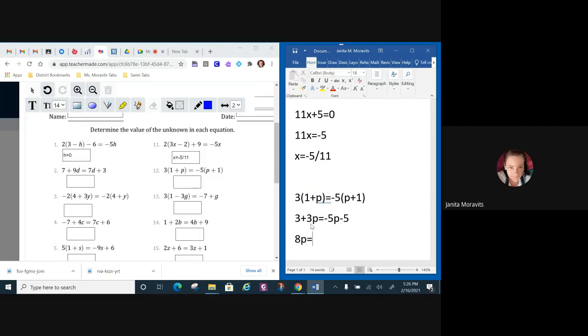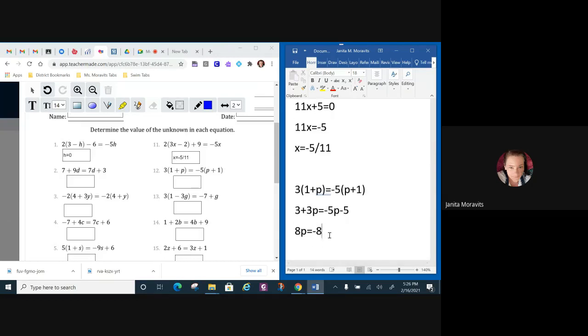All right, now since we've got our p's over here, let's move our 3 over here. We have a positive 3, so to get rid of it, we'd have to subtract 3. Over here, we have negative 5, and negative 5 minus 3 equals negative 8.